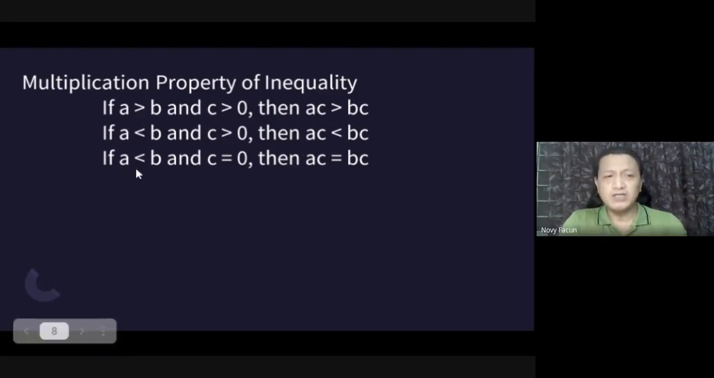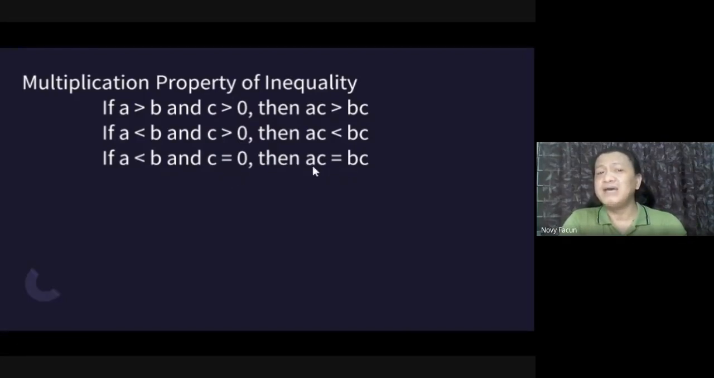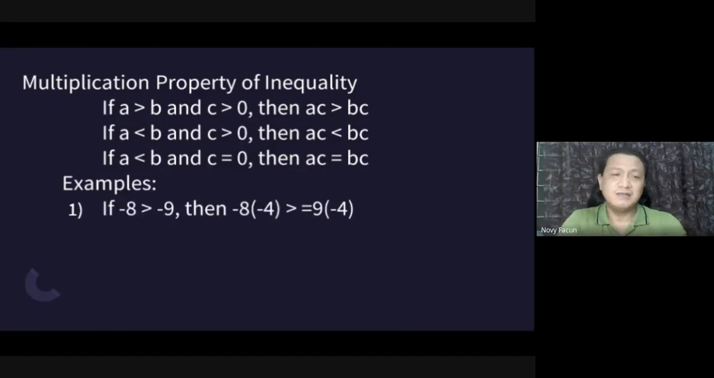Okay. Next, we also have if A is less than B and C is equal to 0, meaning to say, i-multiply mo siya ng 0. Kaya magiging equal yung ating conclusion sa statement natin. Kaya AC is equal to BC. Okay, let's have example number 1.